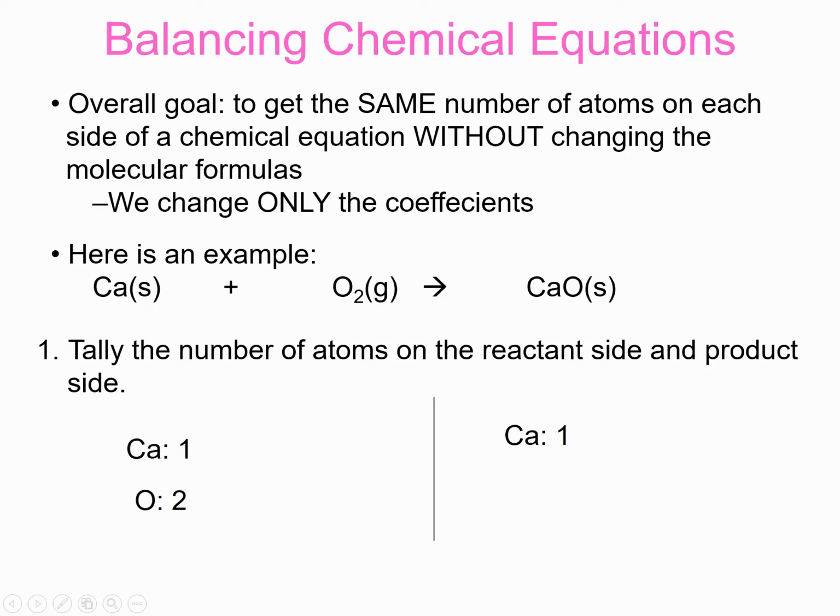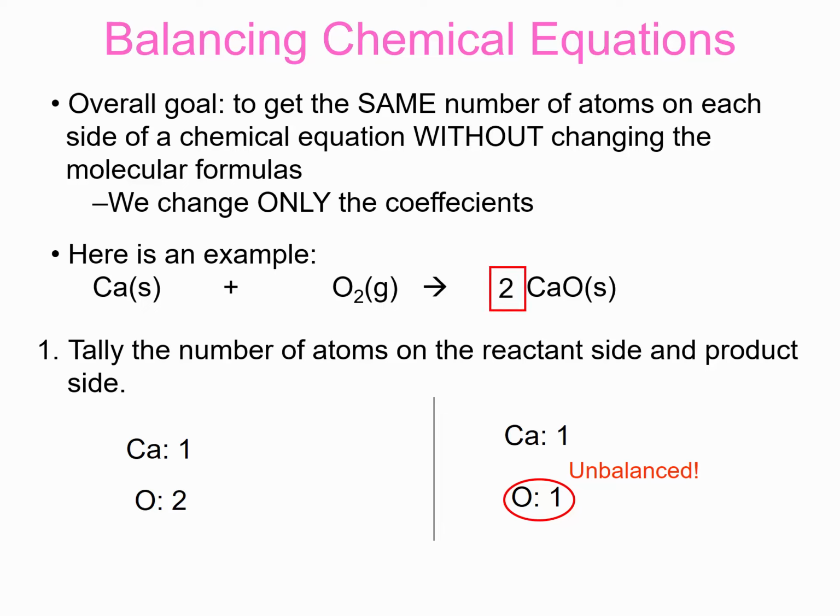Over here on the right, I drew this line just to keep the reactant side and the product side separated. We see that we have one calcium here. If there's nothing there, that means there's a 1. And then we have one oxygen atom, which is taken from the subscript here. We need to do something about this.